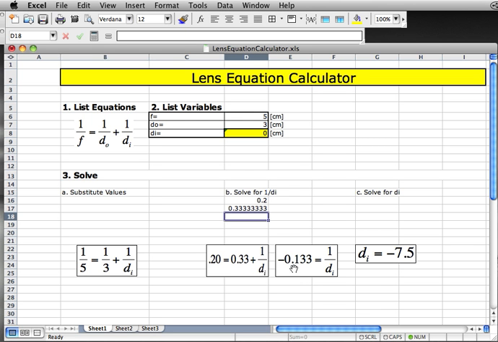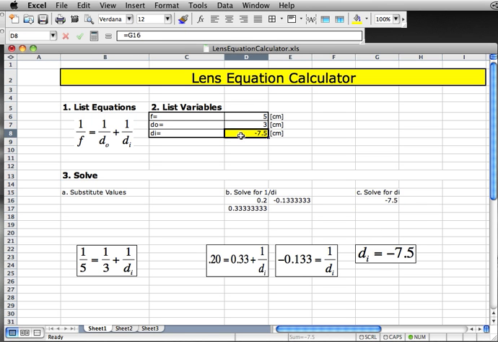The negative 0.133 is found by bringing over the 0.33 to the other side of the equation. So I'll write that here. This is going to equal the 0.2 minus the 0.33. There's my negative 0.133, which you see here. And of course, that's 1 over di. So to solve for di, I have to cross multiply, or basically say 1 divided by negative 0.133. So I'll do that. This cell is going to equal 1 divided by that answer I just solved for, which gives me the negative 7.5.